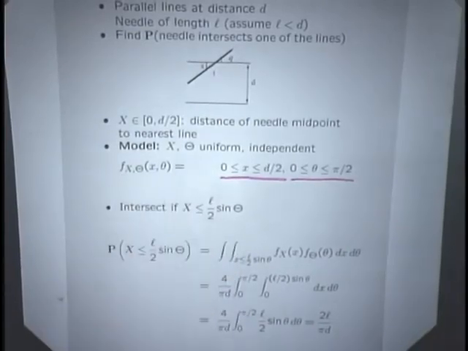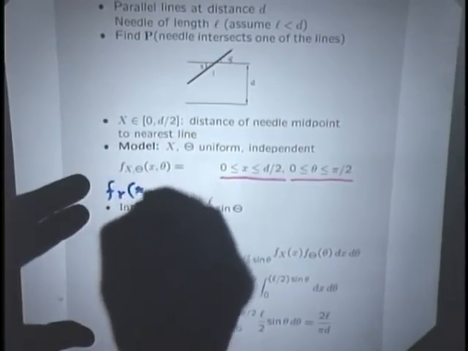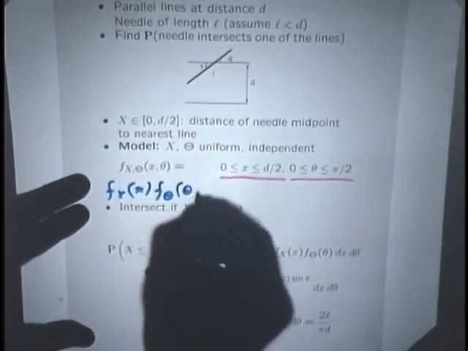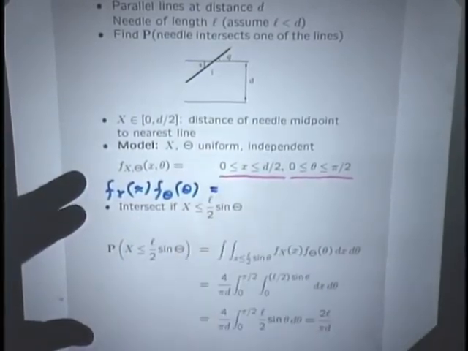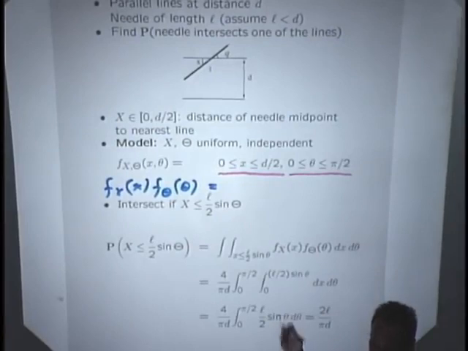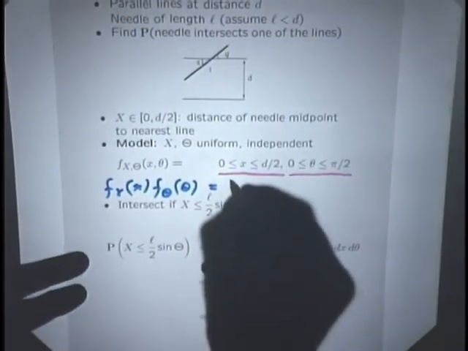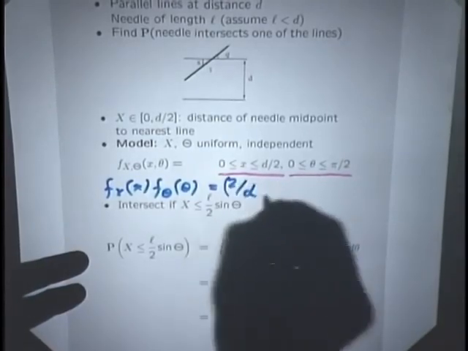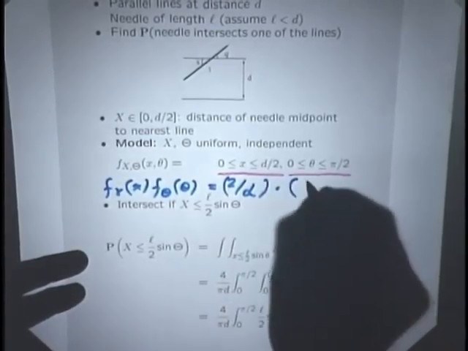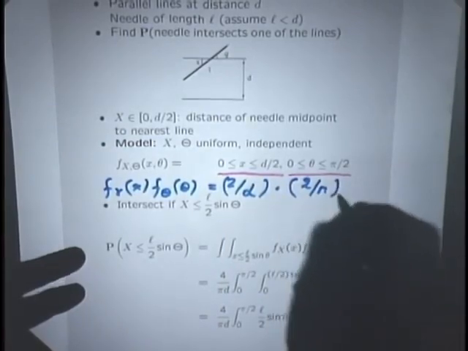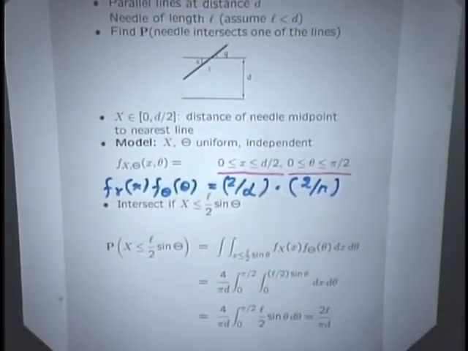So what's the formula for the joint density? It's going to be the product of the densities of x and theta. Why is it the product? This is because we assumed independence. And the density of x, since it's uniform and since it needs to integrate to 1, needs to be 2 over d. That's the density of x. And the density of theta needs to be 2 over pi. That's the value for the density of theta, so that the overall probability over this interval ends up being 1. So now we do have our joint density in our hands. The next thing to do is to identify the event of interest.